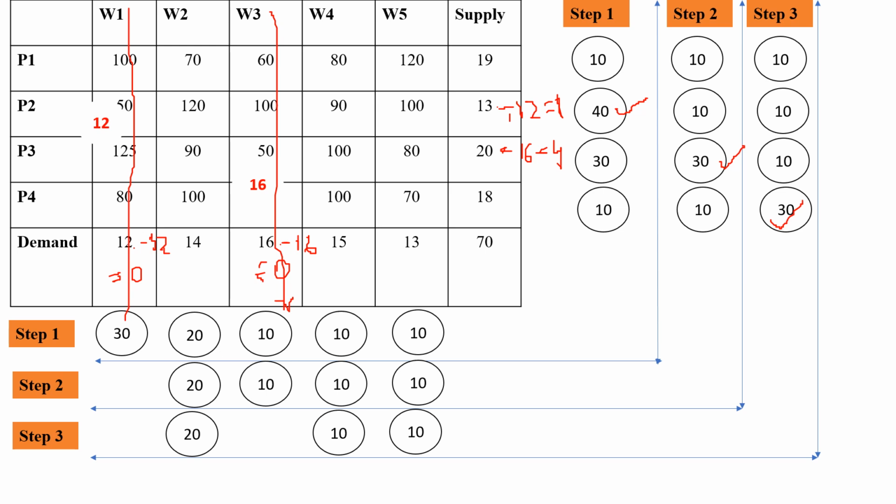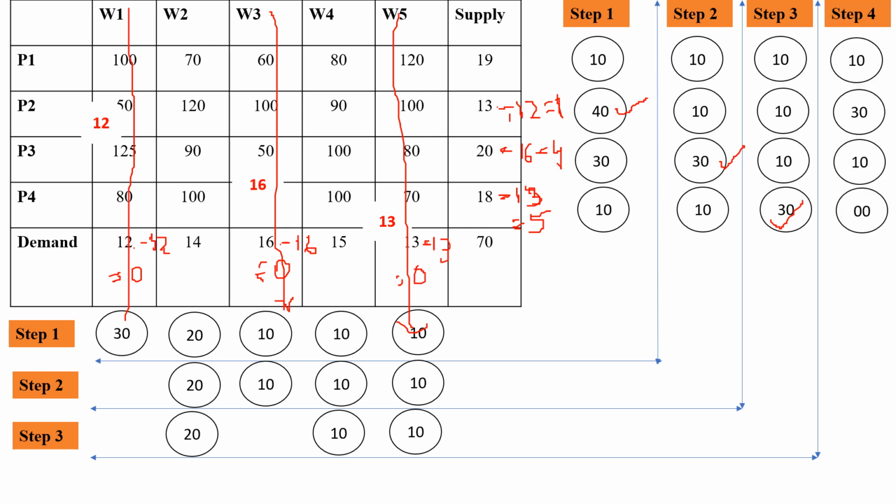For the 70, maximum demand is 13 and maximum supply is 18. So you allocate 13 units in the 70. Then you do some preliminary work. The preliminary work is 13 minus 13 equal to 0. Then 18 minus 13 equal to 5. Once it is 0, you have to delete the W5 cell. Then you go for step 4.